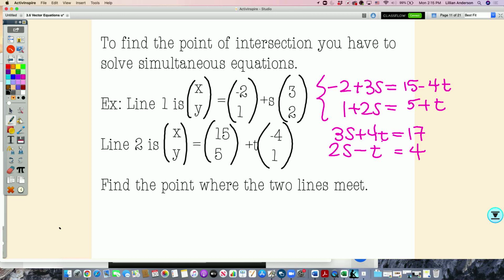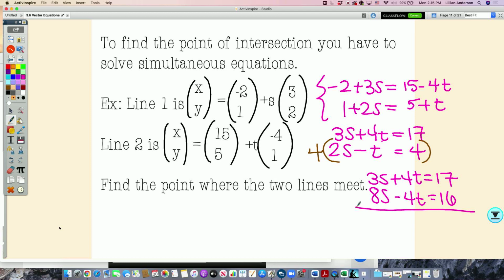T. Which means I have to multiply the bottom by 4. Okay, so then that's going to give me 3s plus 4t is equal to 17. On the bottom, that will give me 8s minus 4t is equal to 16. When my t's cancel out, that gives me 11s is equal to 33. So s is equal to 3.